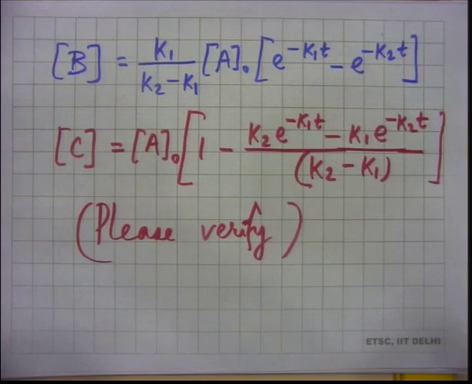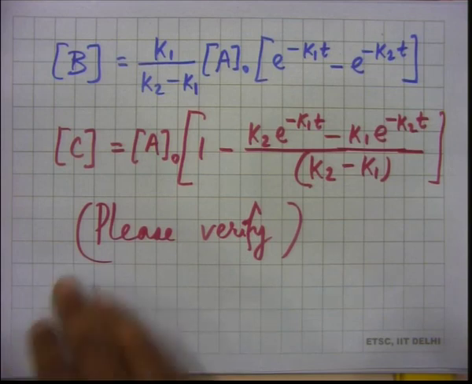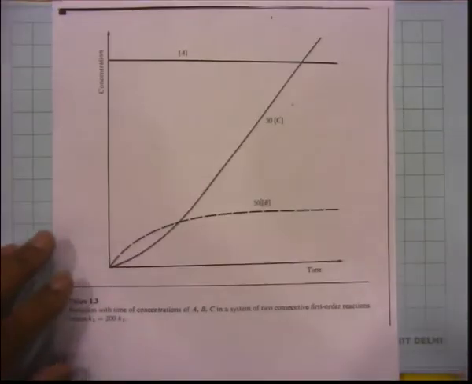Once B gets built up and then gets consumed into C at a very fast rate, the concentration of B also goes down. Now if the concentration of B goes down, then the rate of reaction for C will also go down, because dC/dt depends on K2 as well as on B.